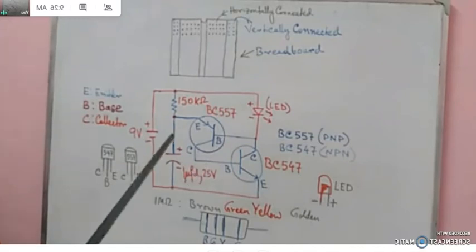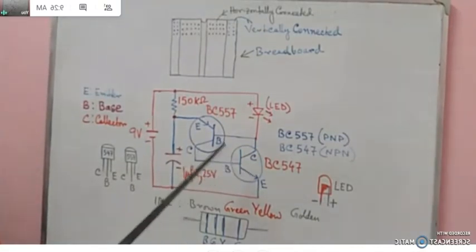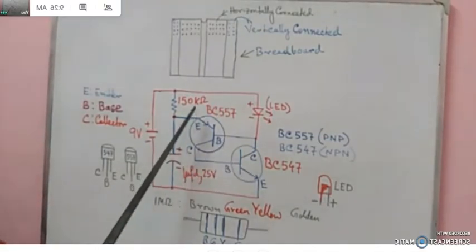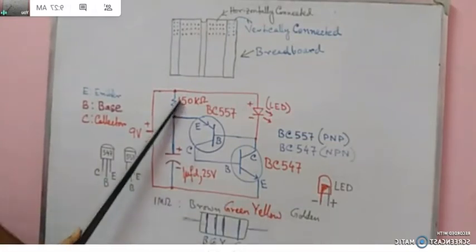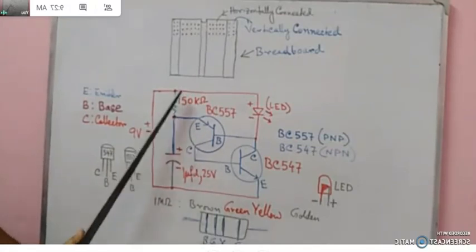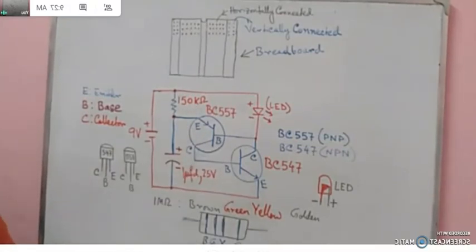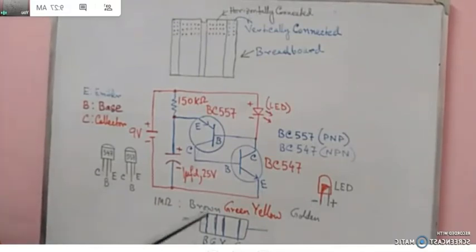Now I'll show you how it works. But before that, this resistance is 150 kilo ohms. So by the color code, how do you identify the 150 kilo ohms? See, brown, green, yellow, golden. Brown is how much? 1. Green is 5, and yellow is 10 to the power 3.